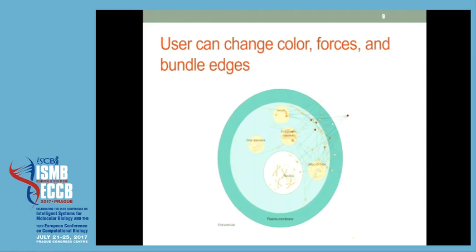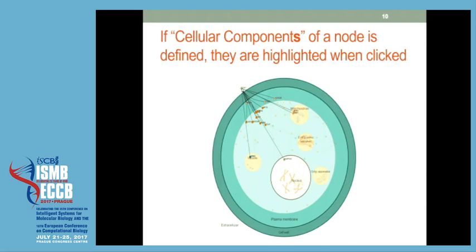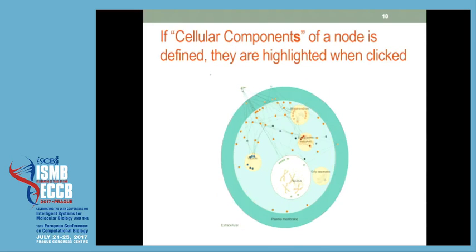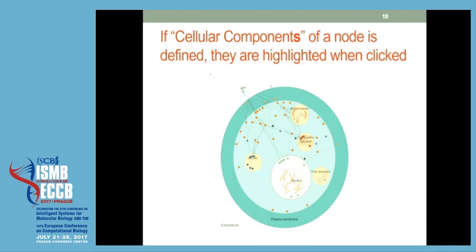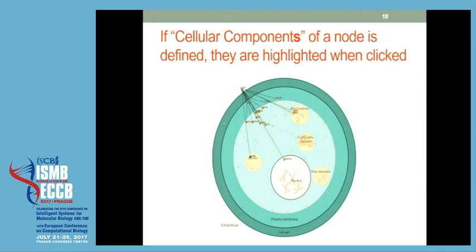There are some basic interaction functionalities, such as changing colors, and showing and hiding labels. Also, you can apply edge bundling and change some parameters of the force-based layout. If the attribute cellular components is defined, that is, the other possible components a node can be in, they will be highlighted when the node is clicked. So the user can see in each other place an interaction can happen.